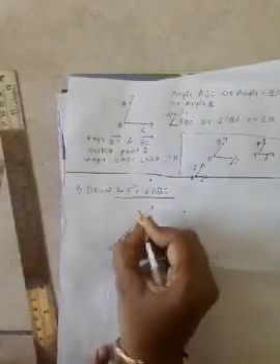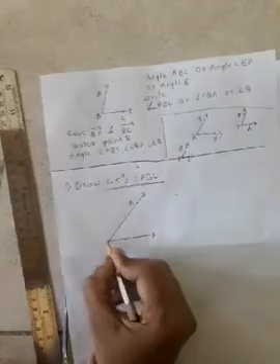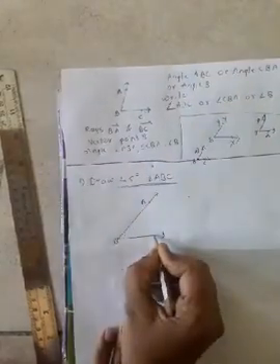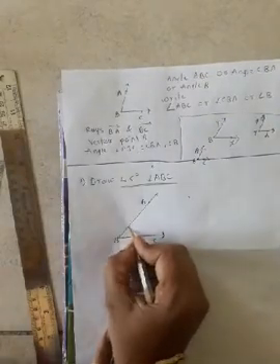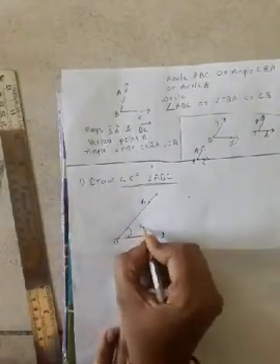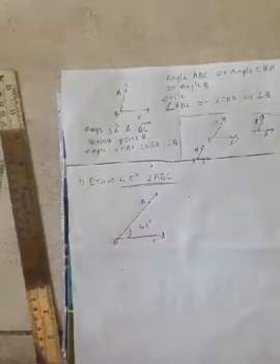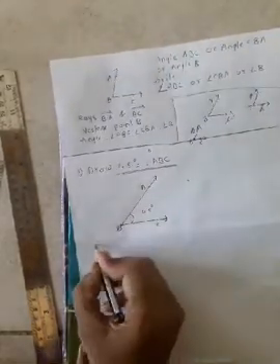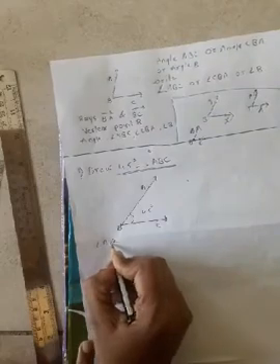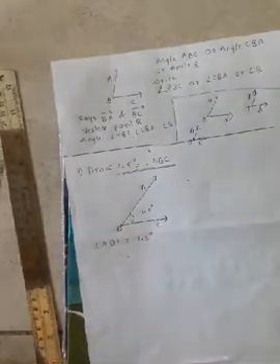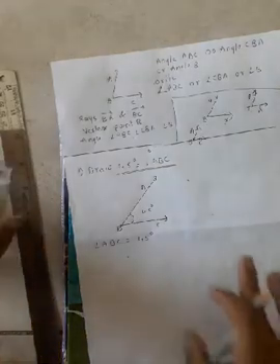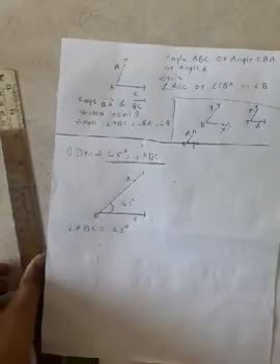Write here one name A, the middle point is B, and C. And here write angle ABC is equal to 45 degrees. Understand how to draw? See, this one also you draw.